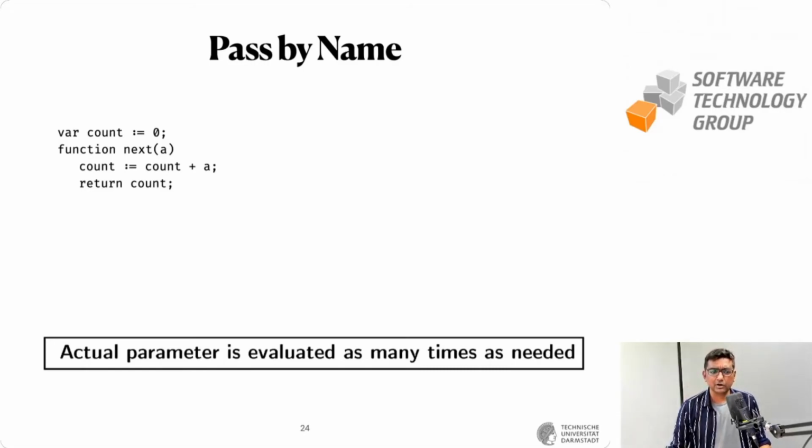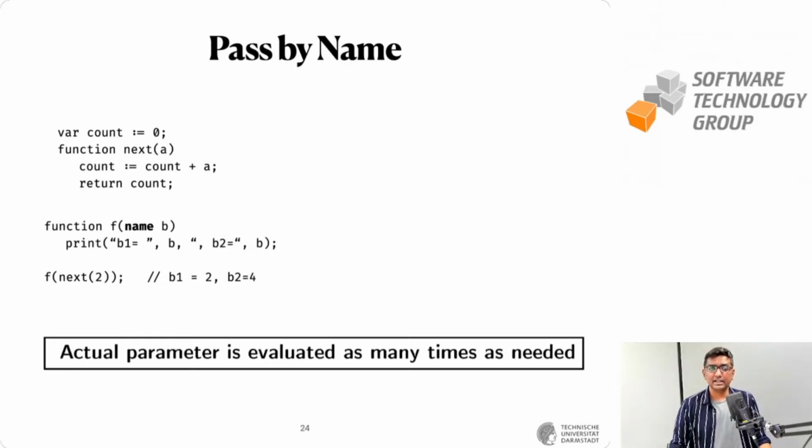Let's look at an example of how this actually happens. Here you have a variable count equal to 0, and then there is a function next which increments count equal to count plus a, and then it simply returns count. To know why this is actually different from the pass by reference that we saw before, let's look at another function f which takes the name b, which refers to a function, like an indirect parameter, right? Indirect function calls. It prints b1 equal to b and b2 equal to b.